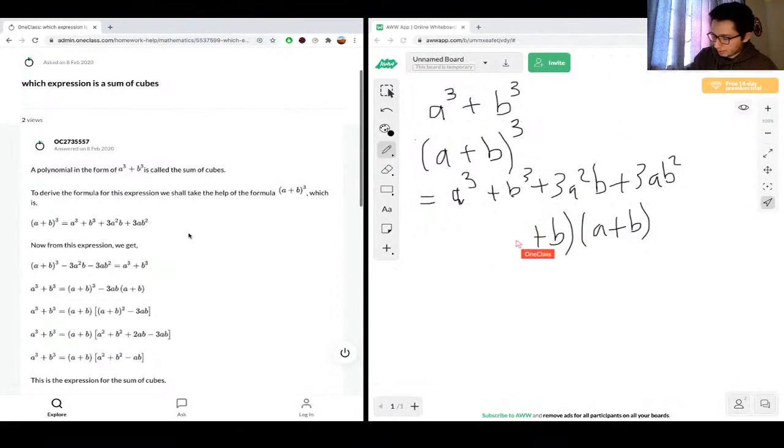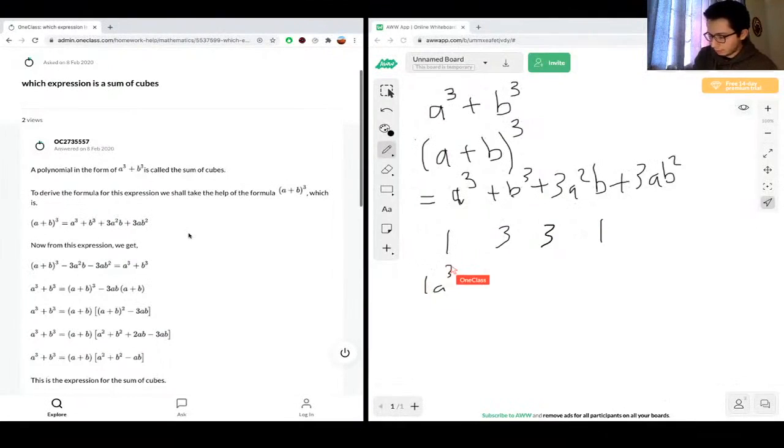Or the other, simpler way is recognizing that this is in a cubed form. So we know the coefficients would follow the format 1, 3, 3, 1. The coefficient of a cubed would be 1, so it would be 1a cubed. Then 3 would be 3a squared b, the next 3 would be 3ab squared, and the last one would be 1b cubed.